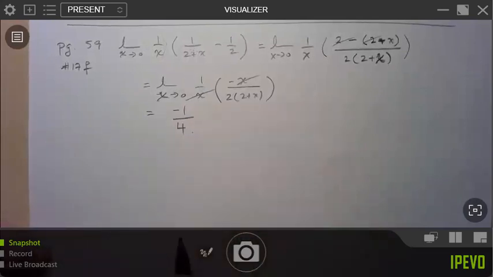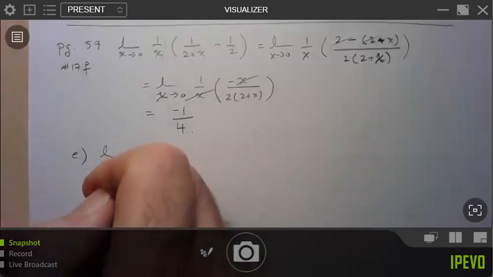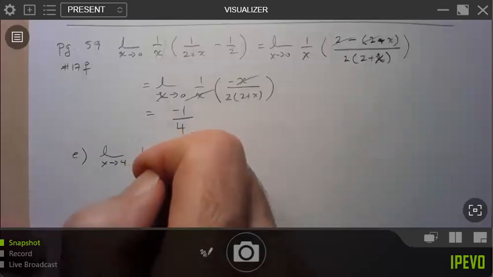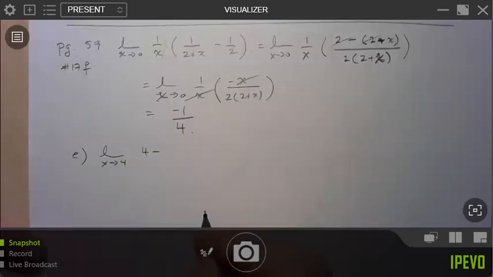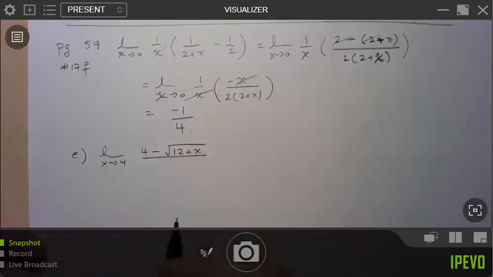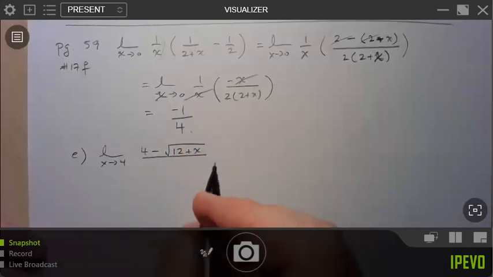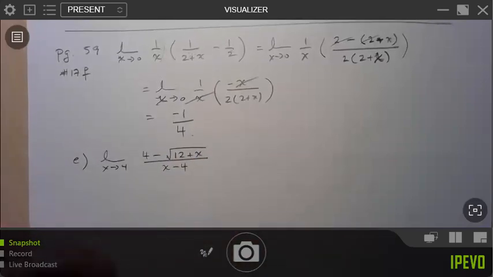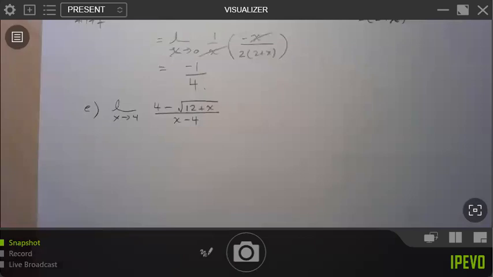Okay. So let's do E, which is the one that was actually asked for. E's limit as x approaches 4. And again, when I look at E right away, my brain should be telling me to do something. What should my brain be telling me to do? Rationalize? There you go. When it comes to the square roots, it's really the only trick we have up our sleeves.